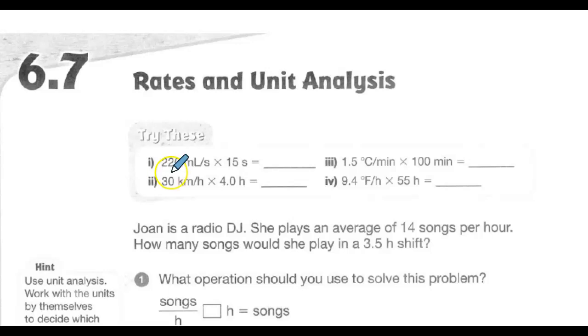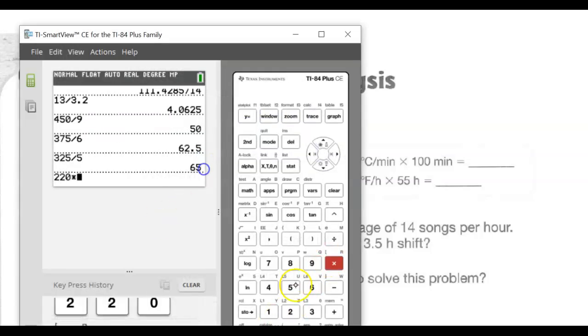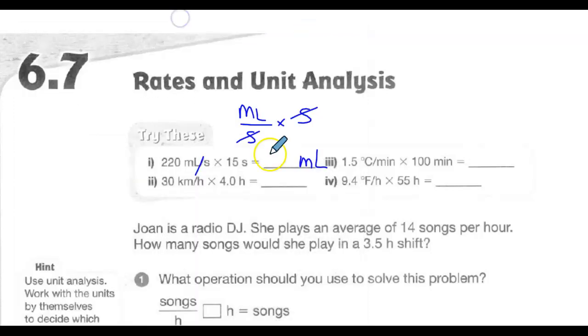So we've got 220 milliliters per second multiplied by 15 seconds. So think about milliliters per second if we showed it as a vertical fraction rather than just a slash like that, then we're going to be multiplying by seconds. So those seconds divide out, that means our answer will be in milliliters. And then you just take your 220 and multiply by 15, and you get 3,300.